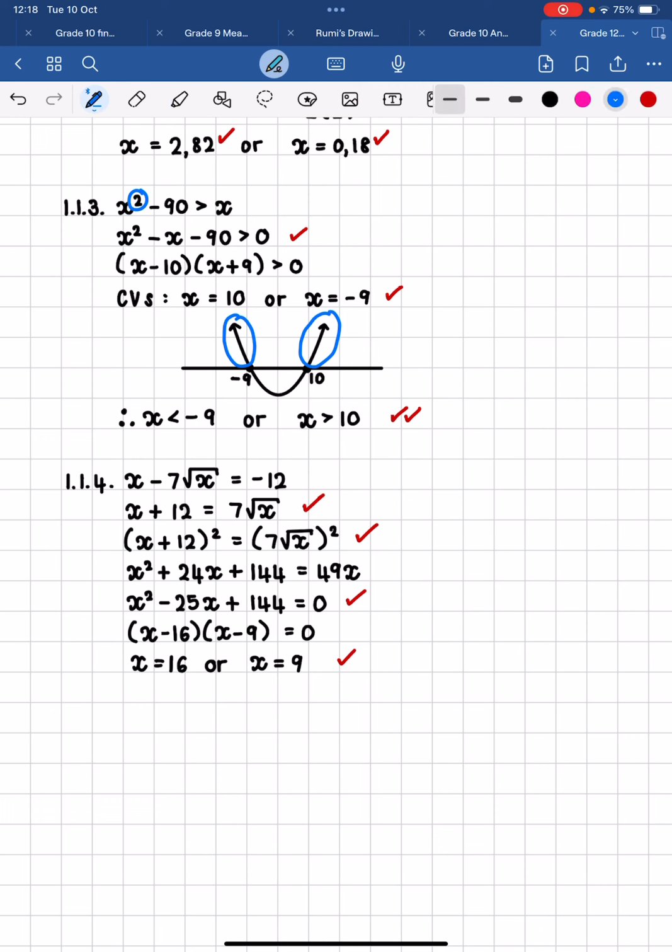The second mark then is for writing your critical values down. Now, like you asked, guys, you have to say CVs. If the word CVs is not there, you don't get that mark. Please mark yourself strictly now, right? So that you know going forward what not to do, yeah?